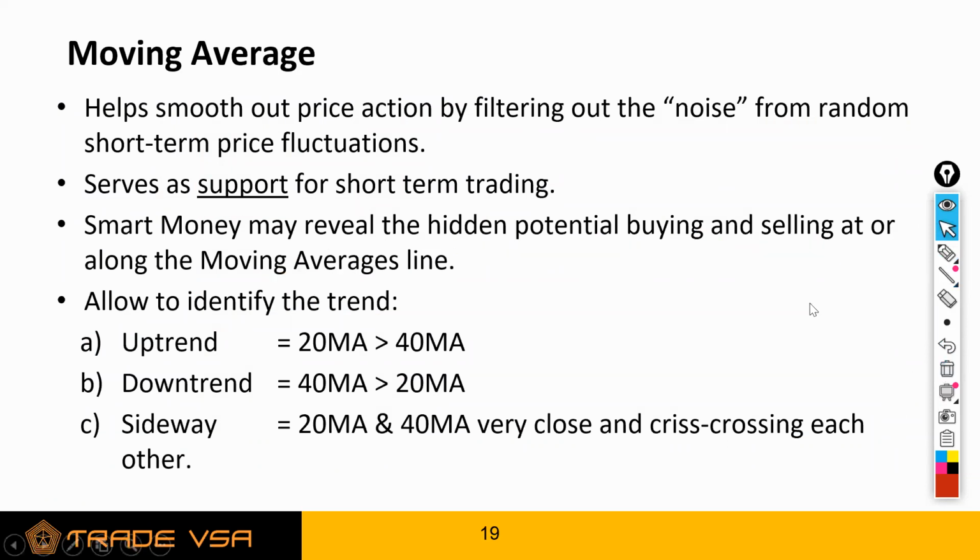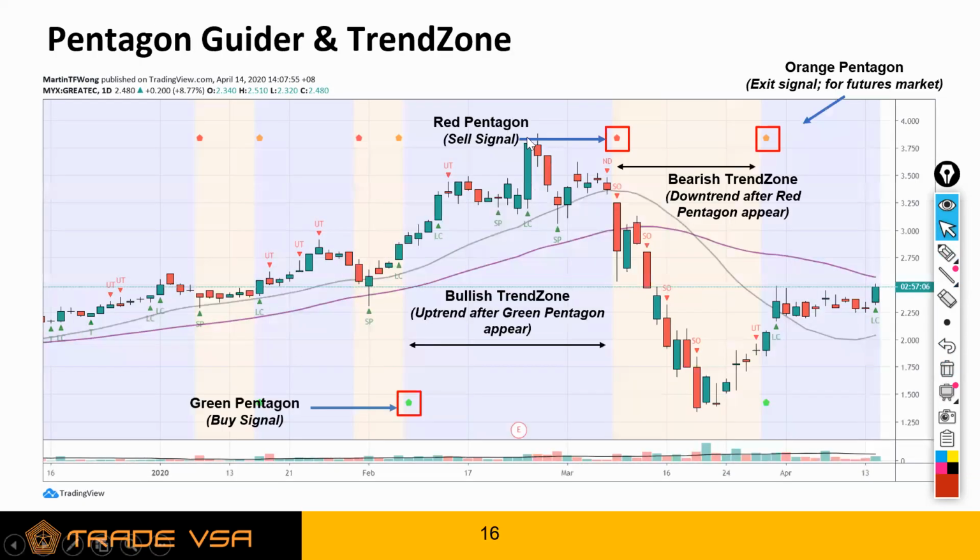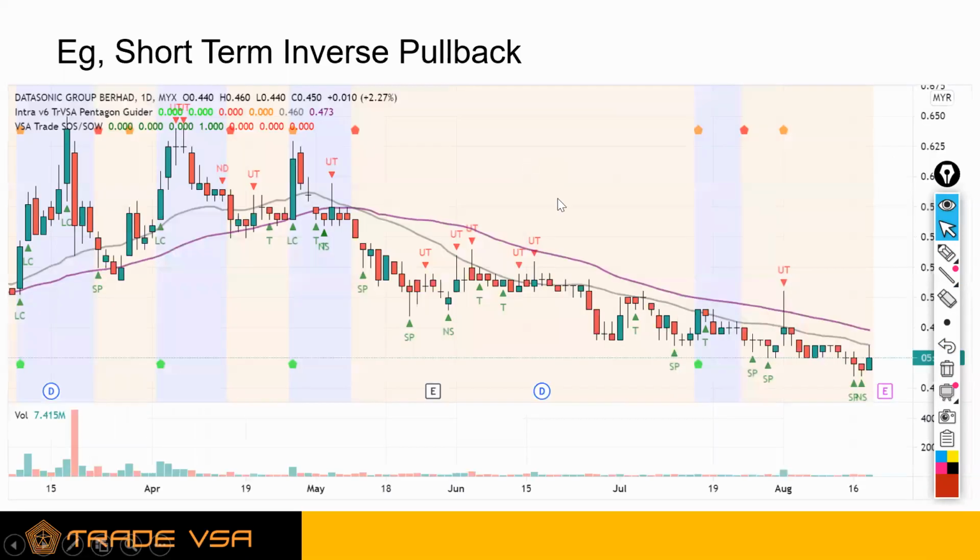So again, let's go back to the first chart that we talked about. So this is 20 and 40s, right? This is 20 at the top, 40 at the bottom. So this is an uptrend, until it breaks here, going into a downtrend. This is 40 at the top, 20 at the bottom, right?